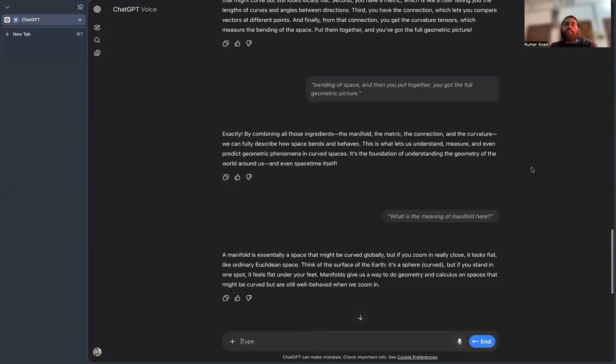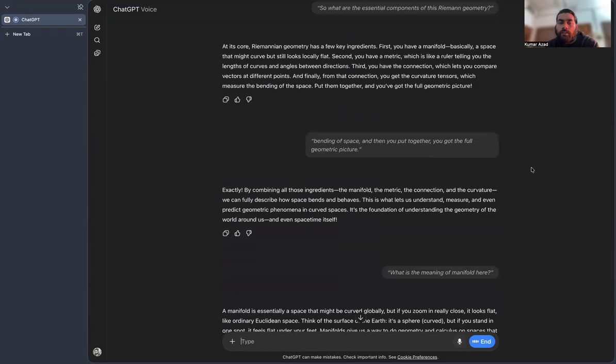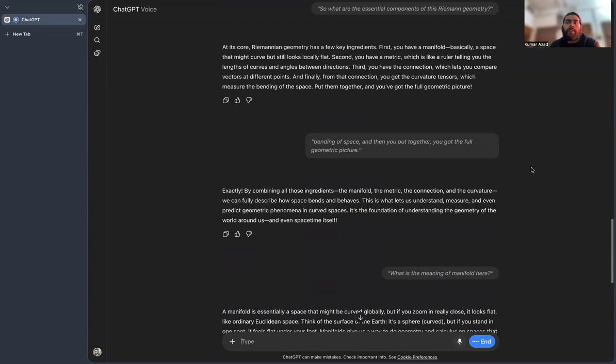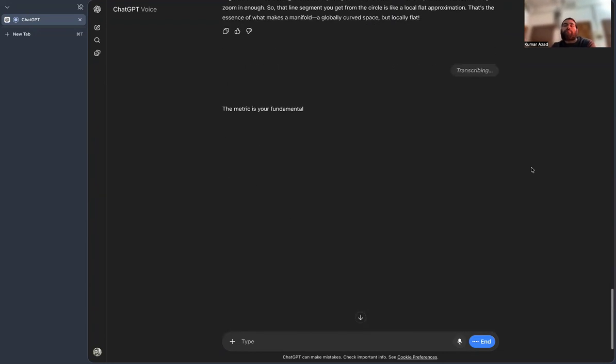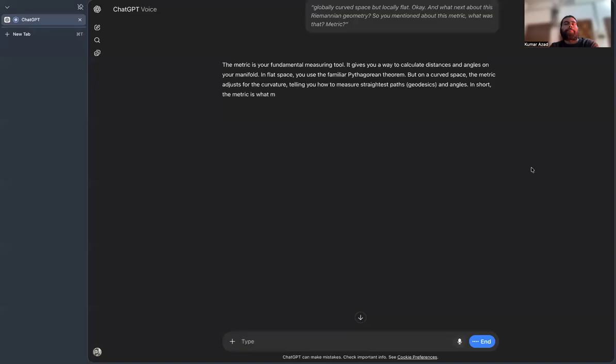Okay. And what next about this Riemannian geometry? You mentioned this metric. What was that metric? The metric is your fundamental measuring tool. It gives you a way to calculate distances and angles on your manifold. In flat space, you use the familiar Pythagorean theorem. But on a curved space, the metric adjusts for the curvature, telling you how to measure straightest paths, geodesics, and angles. In short, the metric is what makes a manifold a Riemannian manifold. It's the fabric you measure everything on.